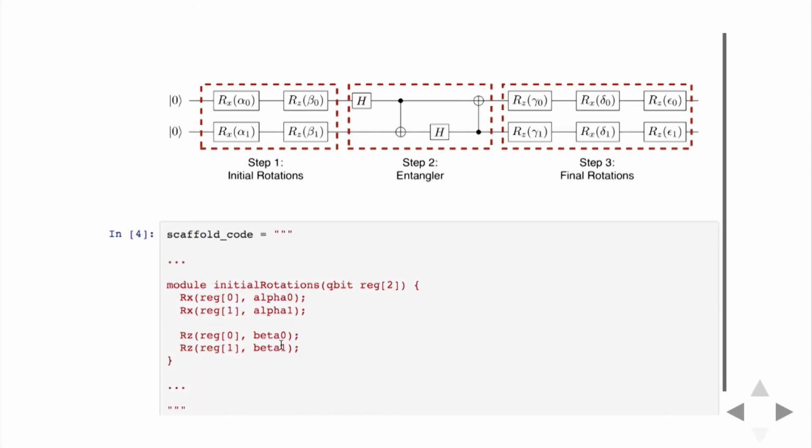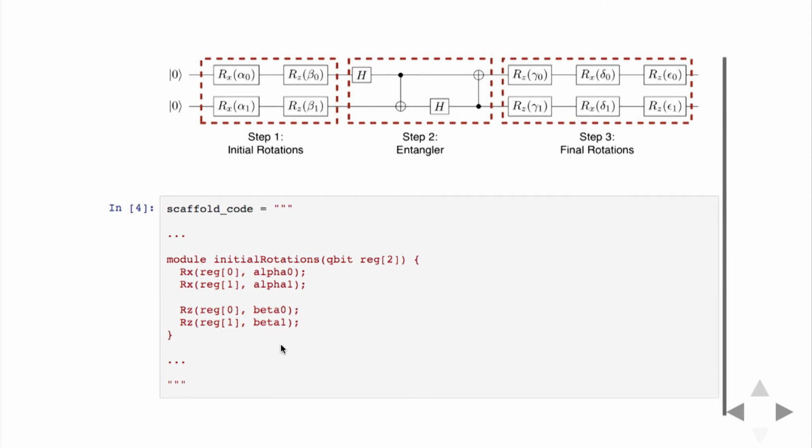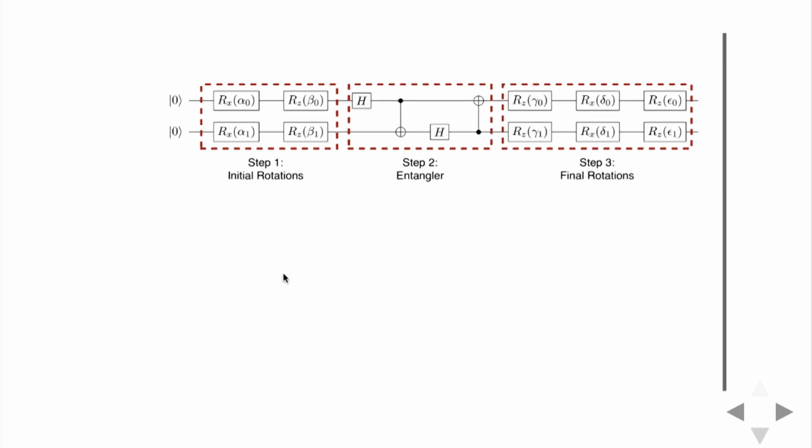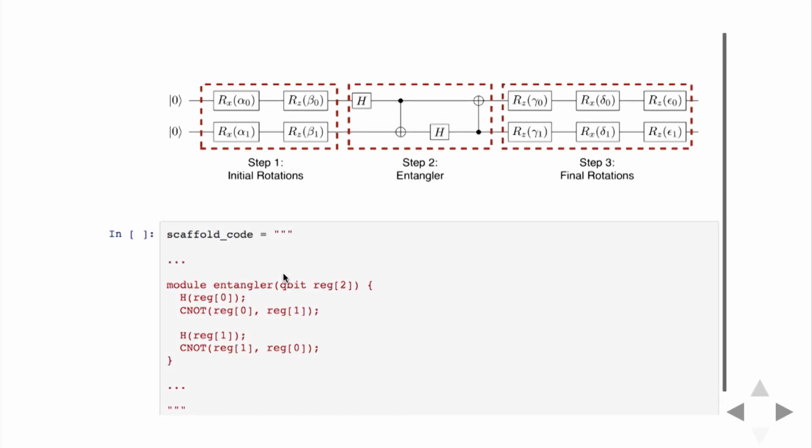In step 1, the code is ready for you. All it does is implement this gate diagram. It performs X rotations and then Z rotations. The first argument is the qubit that we're operating on, and the second argument is the angle with which we want to rotate. The second step is where you're going to write code, and this is the entangler. It should be empty for you, but you want to go ahead and implement step 2 of this circuit.